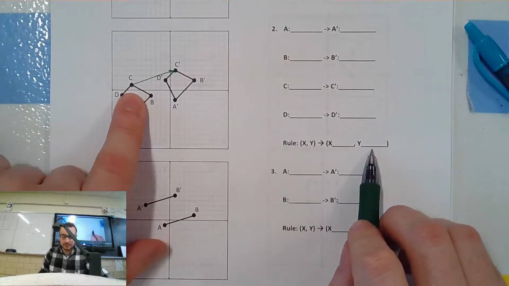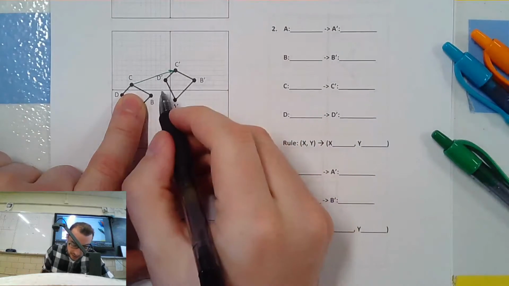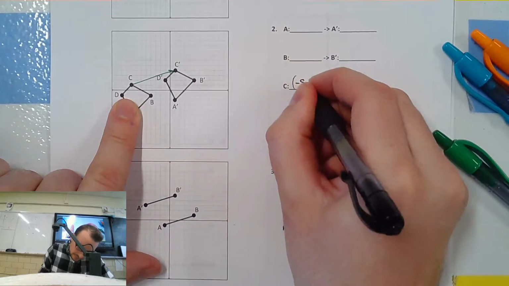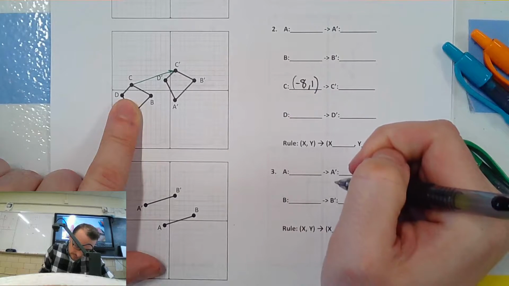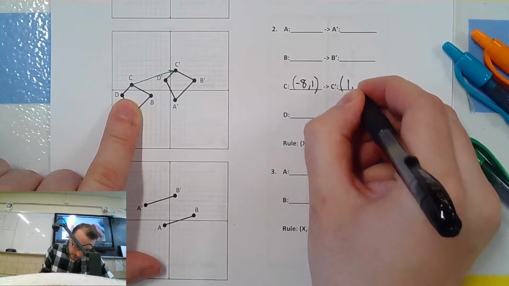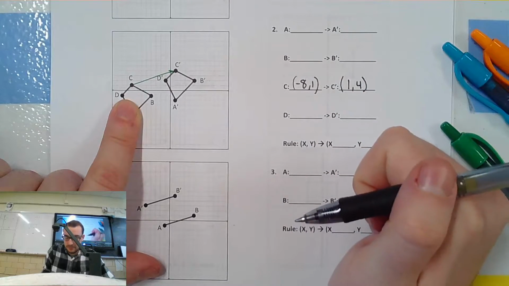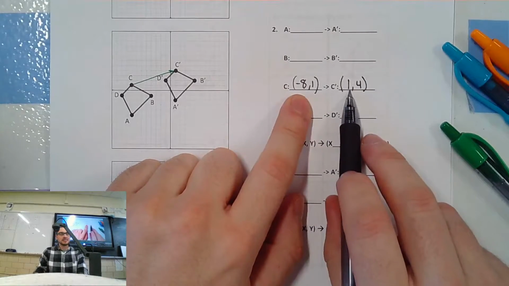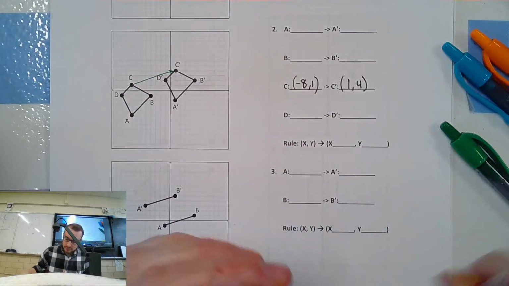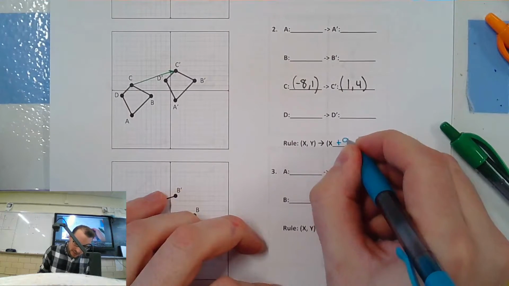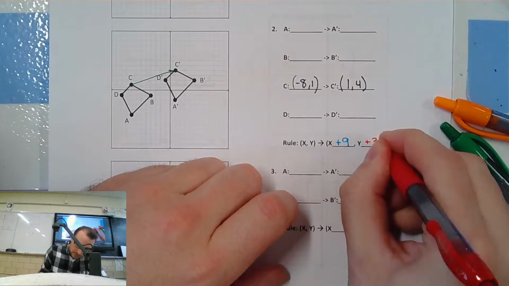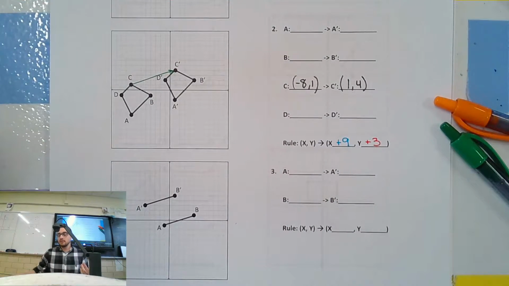So if you look at C, its coordinates are negative 8, comma 1. And C prime is 1, 4. Now the question is, what did I do to get from there to there? Negative 8 plus 9 gets me to 1. So adding 9 to the x got me there. And 1 going to 4, well, I added 3. So that's my rule. And if you look, that vector that I drew, its components are 9, 3.